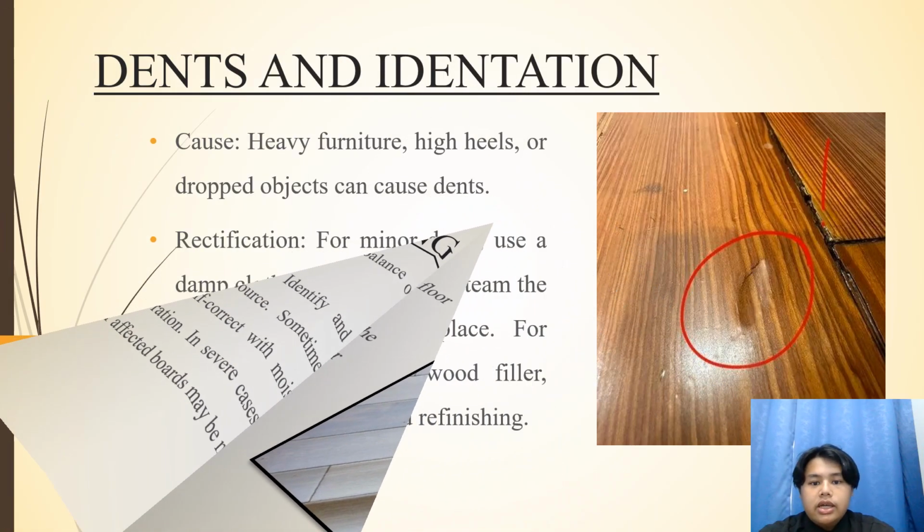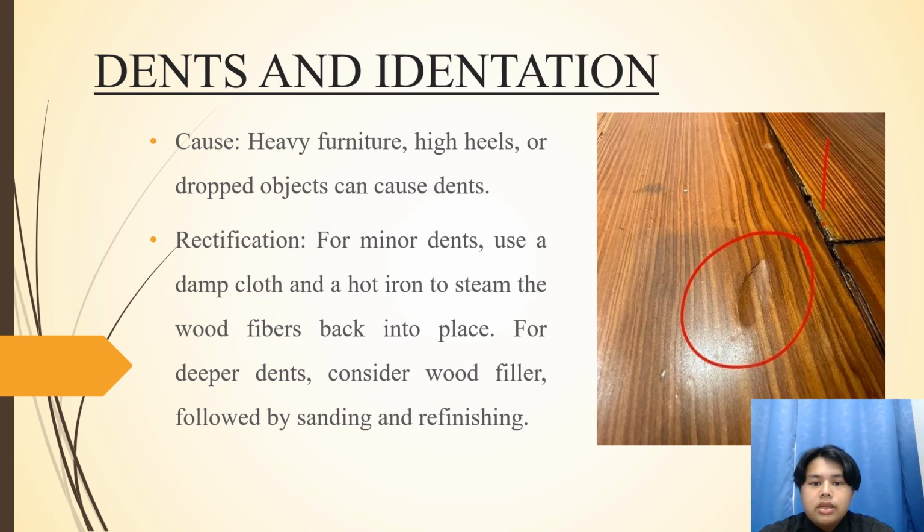Lastly, I would like to talk about dents and indentation. The cause of dents and indentation is heavy furniture, high heels, or dropped objects. There are many more causes, such as when we move furniture in the house, the roughness of the furniture can cause dents in the floor finishes. So how do we overcome this situation when it comes to dents and indentation?